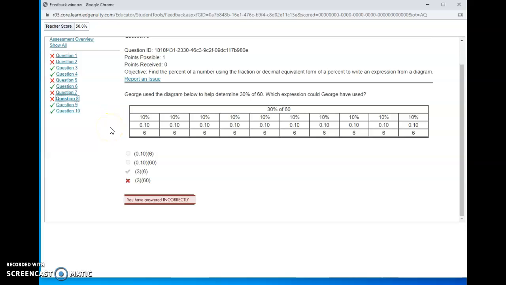George used the diagram below to help him determine 30% of 60. Which expression could George have used? Okay, so if we're doing this 3 times, 10%, 20%, 30%, there's 3 of them there. So really you're just taking 3 times 6 then. So it would be this one here, the 3 times 6, to give you 18 then.